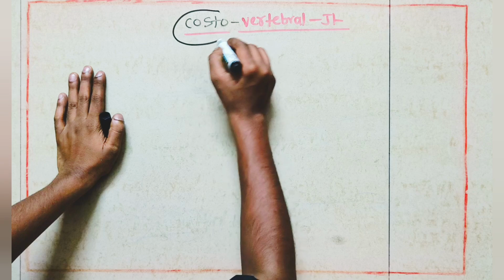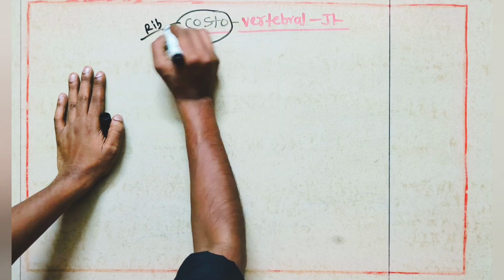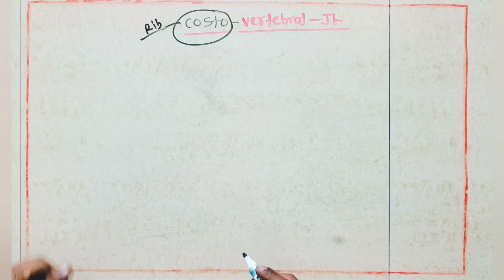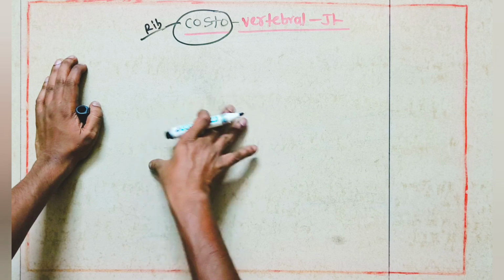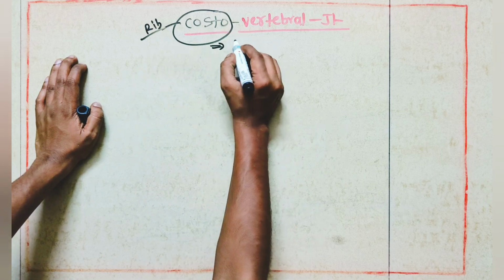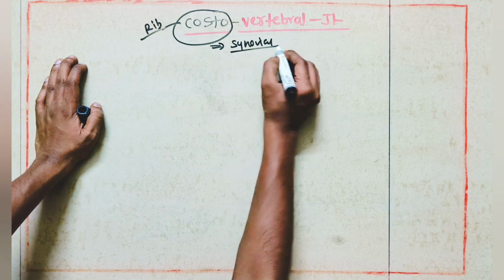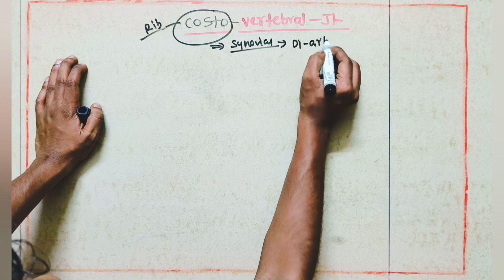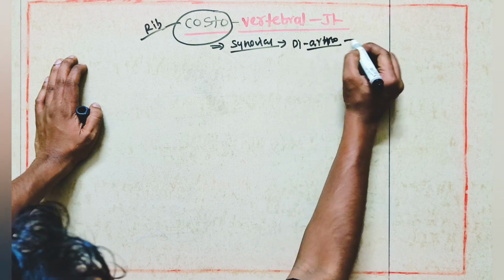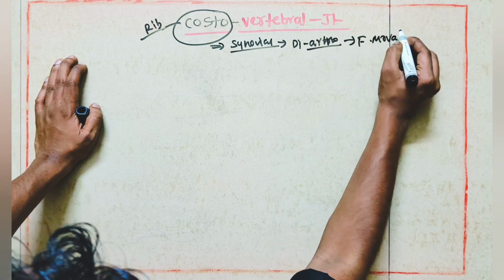Costovertebral joint. Costo means rib. Vertebra means the thoracic vertebra. While discussing this costovertebral joint, first, it is a synovial joint. Synovial means it is a diarthrosis joint. Diarthrosis joint means a freely movable joint.